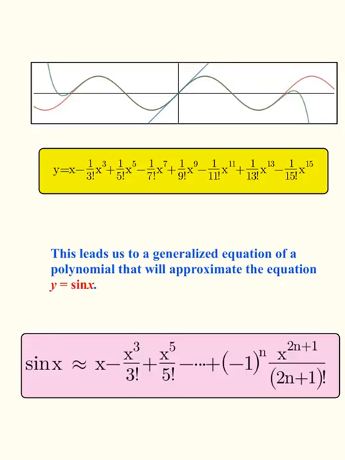If you notice the pattern of our polynomial, we have x minus 1 over 3 factorial x cubed plus 1 over 5 factorial x to the fifth.